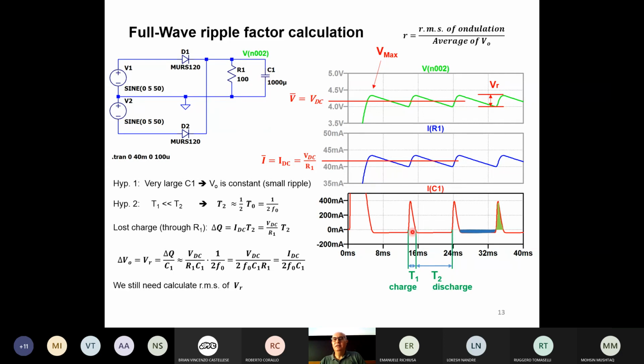And we see that there is a short time T1 during which the capacitor is charging. Basically, this is when the input voltage is higher than the capacitor voltage. So the capacitor charges and tries to follow the input voltage. Then the diode opens, and so the capacitor is discharging through the resistor. And again, we see a negative current. We call this interval T2, the time during which the capacitor is discharging.